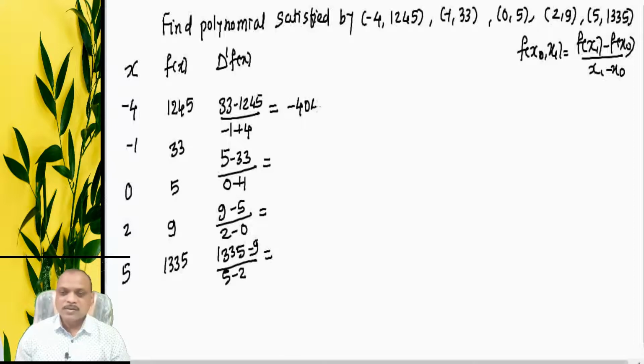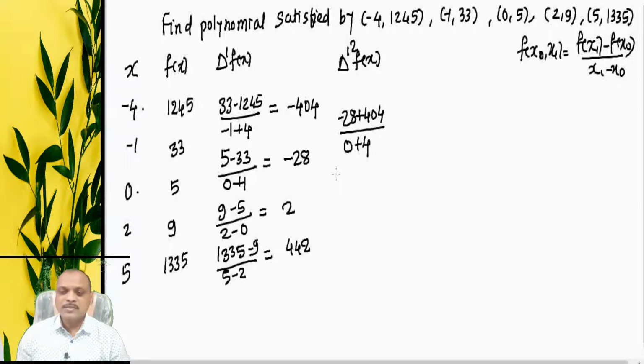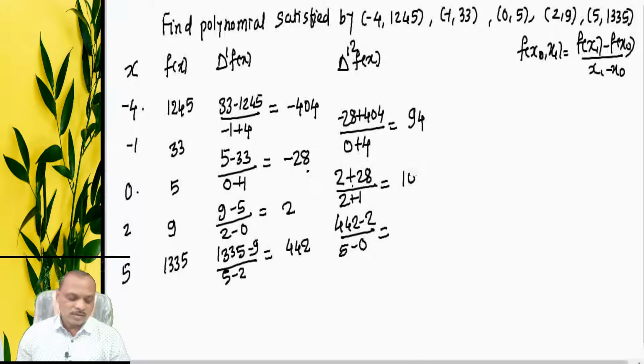And I have calculated this: minus 404, minus 28, 2 and 442. These are the first divided differences. Then the second divided differences: minus 28 plus 404 divided by the difference of these two arguments, 0 plus 4; 2 plus 28 divided by 2 plus 1; then 442 minus 2 divided by 5 minus 0. So these are the second divided differences, and the values are 94, 10, 88.